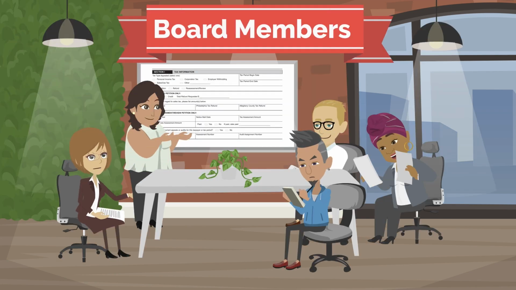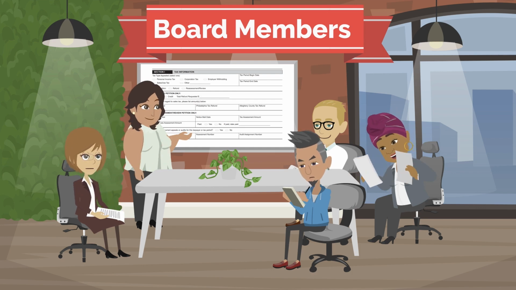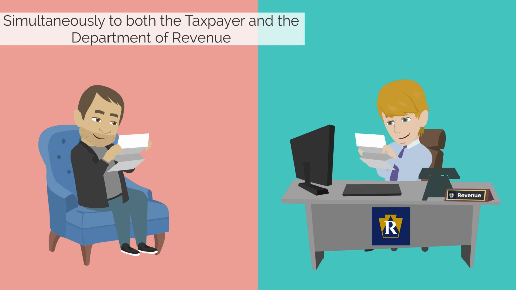Like hearing officers, board members are required to have significant depth of knowledge and experience in the tax types that they deal with. The board members will review the recommended decision from the hearing officer and approve a final decision. Once the board members approve, the decision will be sent simultaneously to both the taxpayer and the Department of Revenue. If you have been granted relief in the decision, the Department of Revenue will process any necessary adjustments and credit the account or send a refund check if appropriate.